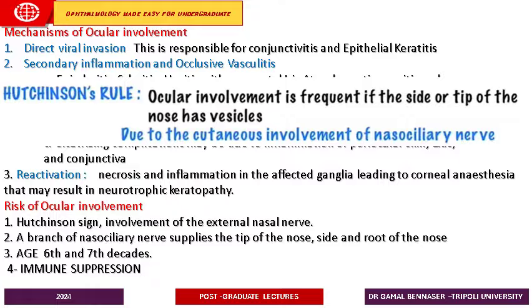And as I said before, the risk factors for the reactivation of the dormant or latent herpes zoster virus are the age of the patients, more than the 6th or 7th decade, and immune suppression. You can predict that there will be ocular involvement if you find the Hutchinson sign, which is involvement of the external nose due to a branch of the nasociliary nerve that supplies the tip of the nose or the side of the nose. So if you find a skin lesion in that area, you suspect that your patient might have ocular involvement.